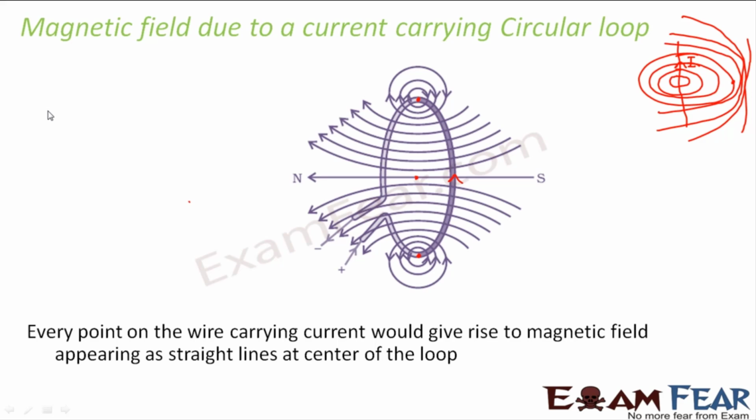Now what explains the strength of the magnetic field? In this case also, as we vary the amount of current through this circular loop, the strength of the magnetic field changes.